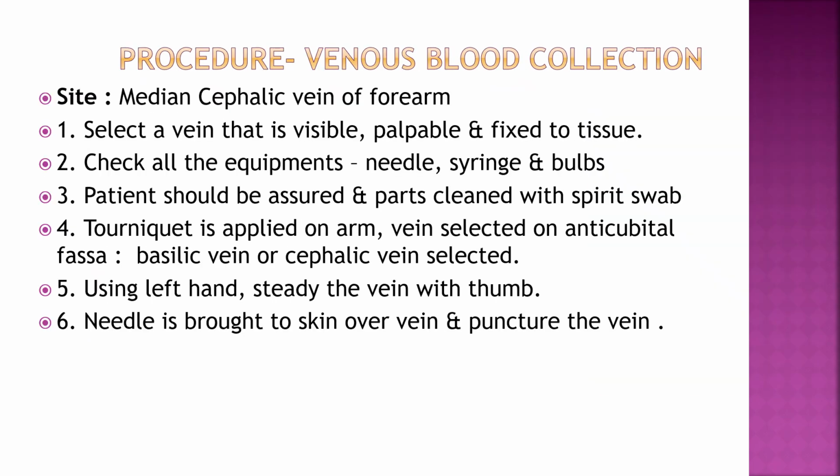So first is site. So it is median cephalic vein of the forearm, or whichever palpable, visible, prominent vein we can select of the arm, forearm, or from any wrist. Then select the vein and then clean it with spirit swab, and then apply tourniquet to make the vein prominent, and ask the patient to close the fist so that vein will become prominent, visible, and then with left hand steady the vein, and then put needle into the skin and then puncture the vein, and then collect the blood.